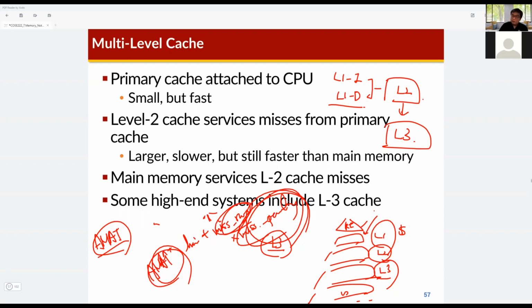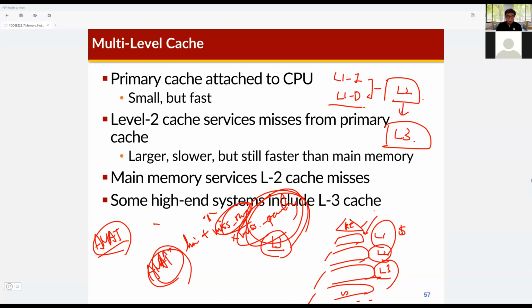So to solve this issue, we can add a lower-level cache. It's L2. The L2 cache is also included in the CPU package, so it is within the chip. That means the L2 cache is also SRAM. SRAM is faster than DRAM, but the size of the L2 cache is larger than the L1. So what's the benefit? The hit rate will be higher than the L1.